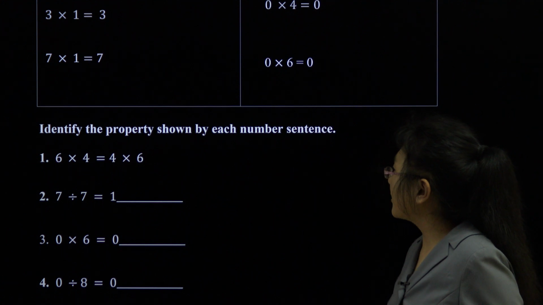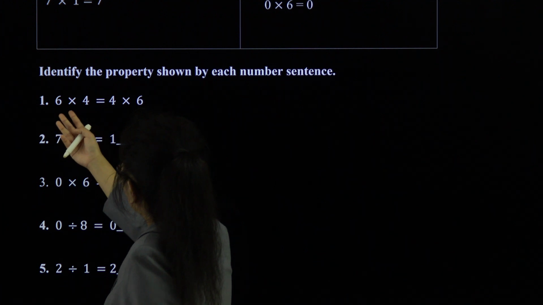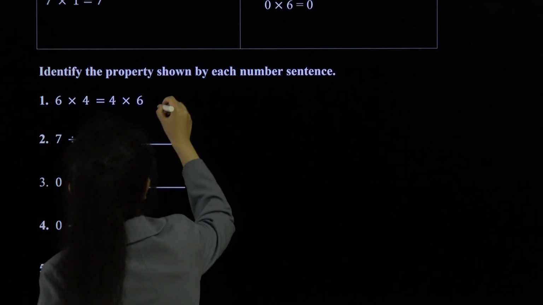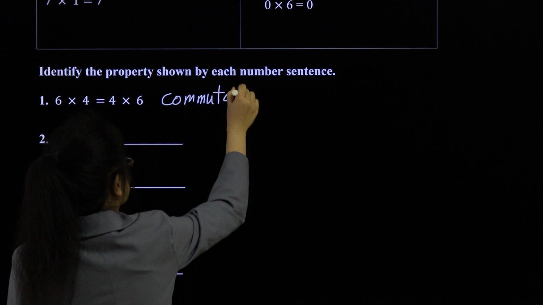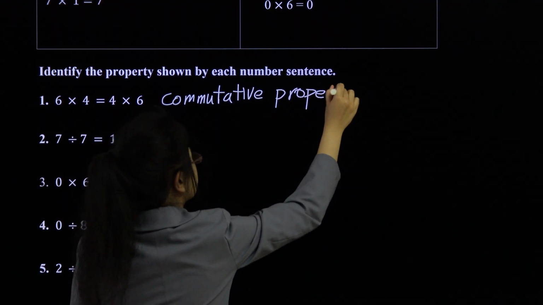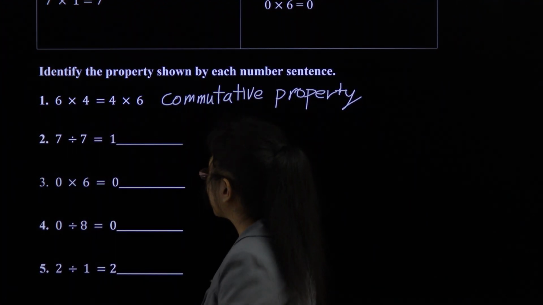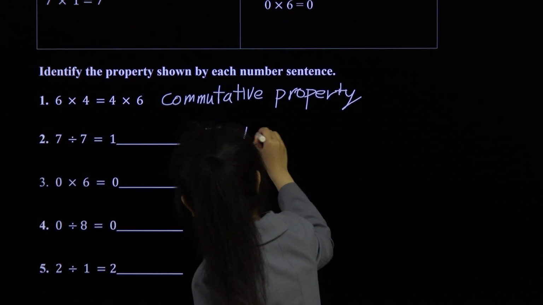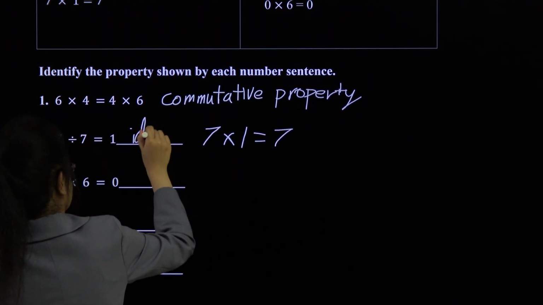Now we're just going to identify the properties shown by each number sentence. 6 times 4 equals 4 times 6. You switch around the order, which means that this is the commutative property. 7 divided by 7 equals 1. This corresponds to the fact that 7 times 1 equals 7, which means that this is the identity property.